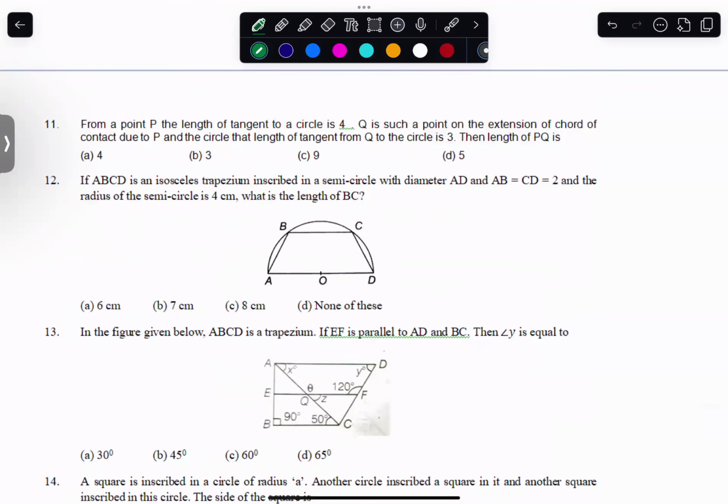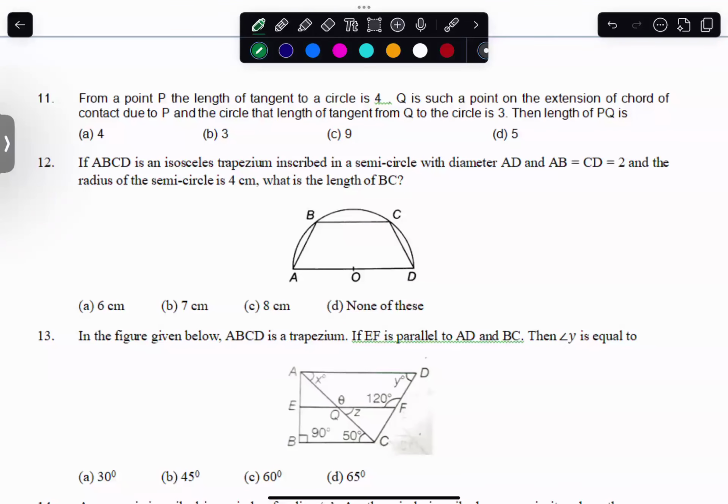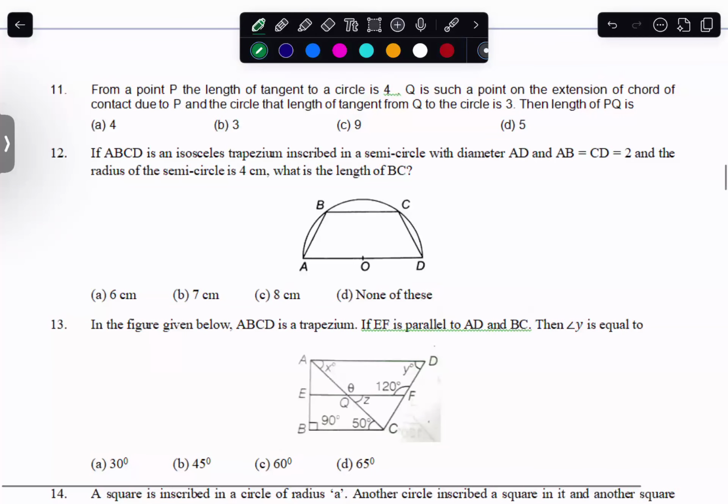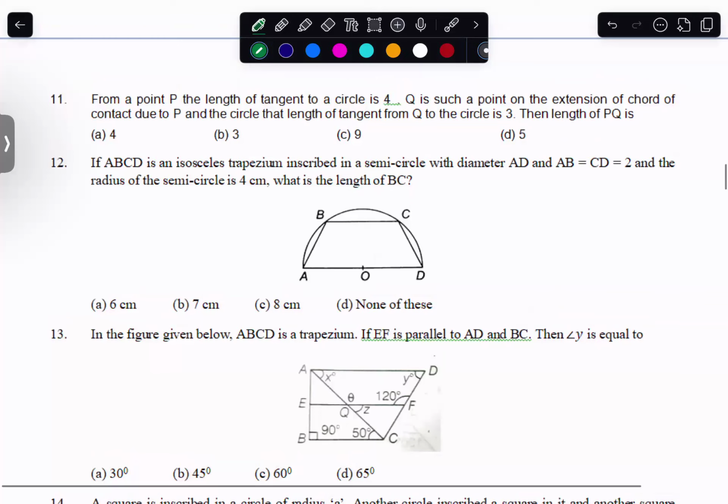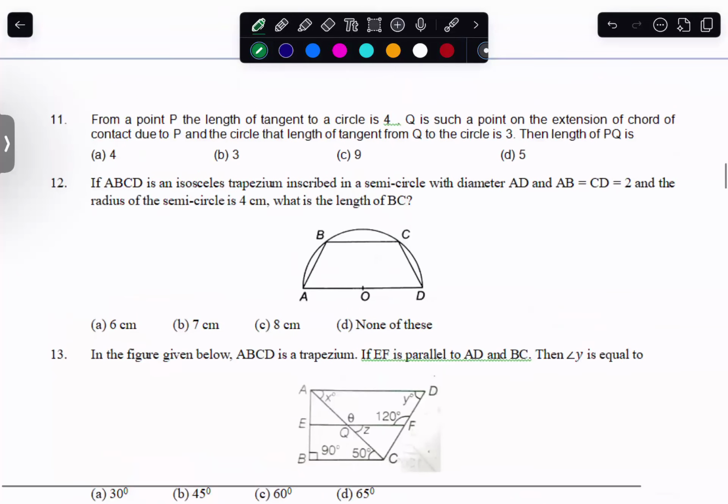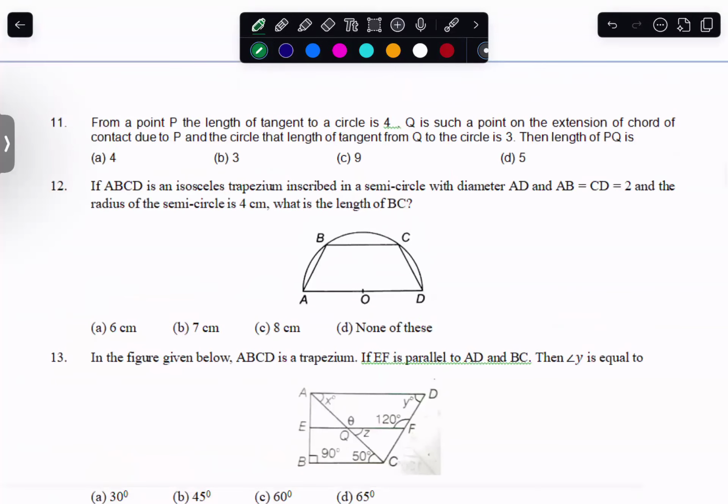Sir, this 11 and question 12. Please say it once more. Sir, 11 and 12. From a point P, the length of tangent to a circle is 4 units. Q is a point on the extension of chord of contact due to P and the circle, and length of tangent from Q to the circle is 3. You need to find the length of PQ.